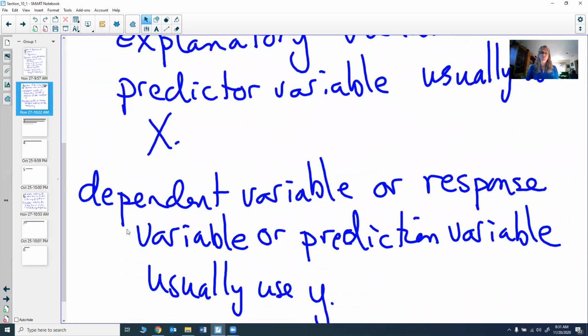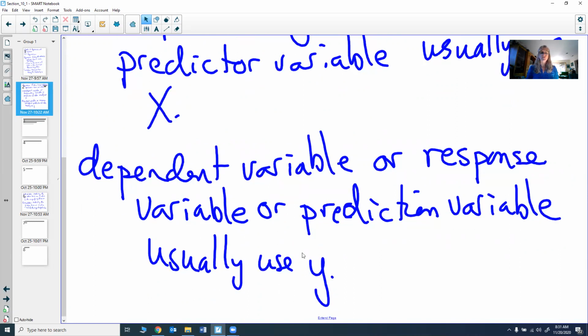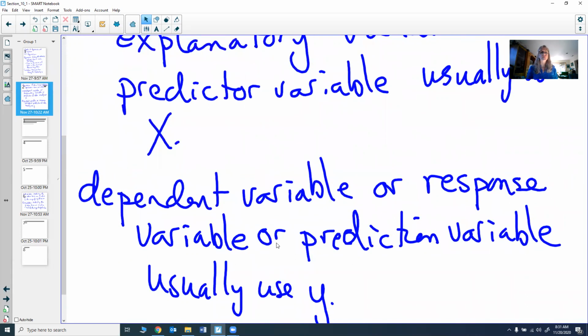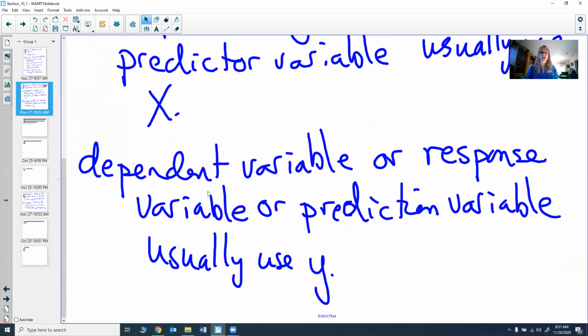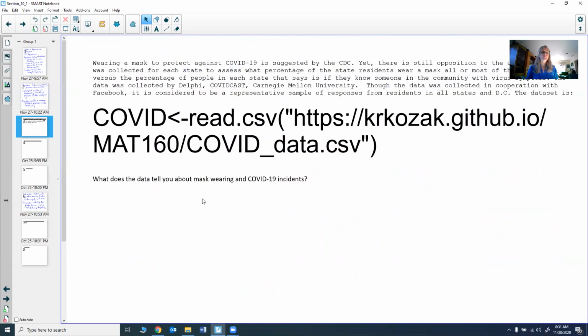We also have the dependent variable. In statistics, that's the response variable. You can also call it the prediction variable, but I prefer response variable. And in math classes, we usually use Y for that. In this class, you can use the words or you can use Y. It's up to you. I will mention that you could have more than one explanatory variable, but you will only have one response variable. So let's take an example.